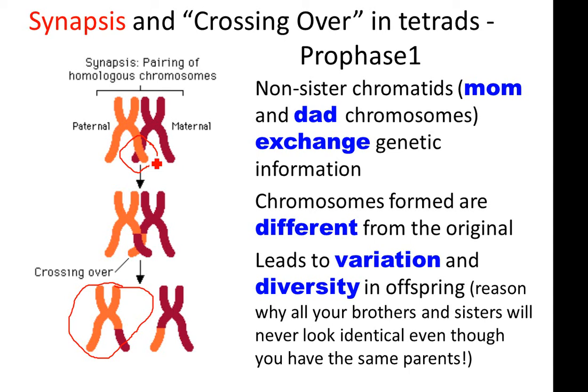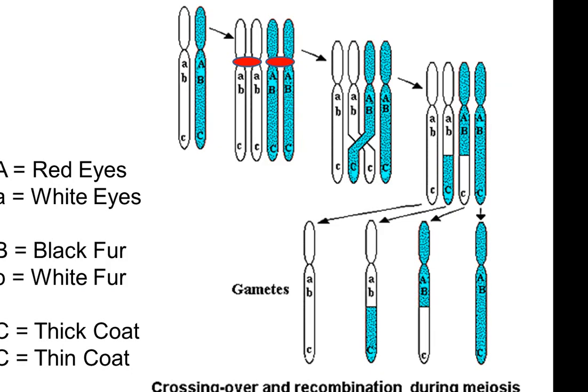And this happens with all of our homologous pairs, with our 23 pairs. There's no crossing over between the X chromosome and the Y chromosome. So definitely with the autosomes, pairs 1 through 22. So watch a little look at this.